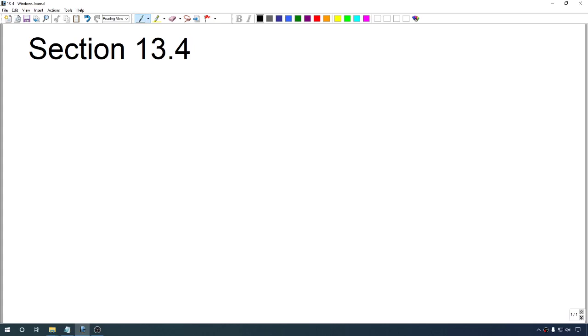Chapter 13 is a rather short chapter. It only has 4 sections. So in this last section of chapter 13, we are going to look at a few applications of the stuff that we've learned about curves.